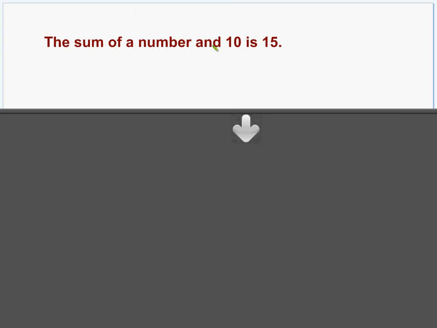Okay, let's look for keywords here. The sum of a number and 10 is 15. Well, I see a period here, so that means that's a sentence. So I know I'm going to have an equal sign or an inequality symbol. The sum, ooh, that's a keyword. The sum of a number and 10 is, and is a keyword. The sum means add, and is means equal. So if I add a number and 10, that is 15. And that's all there is to that one.